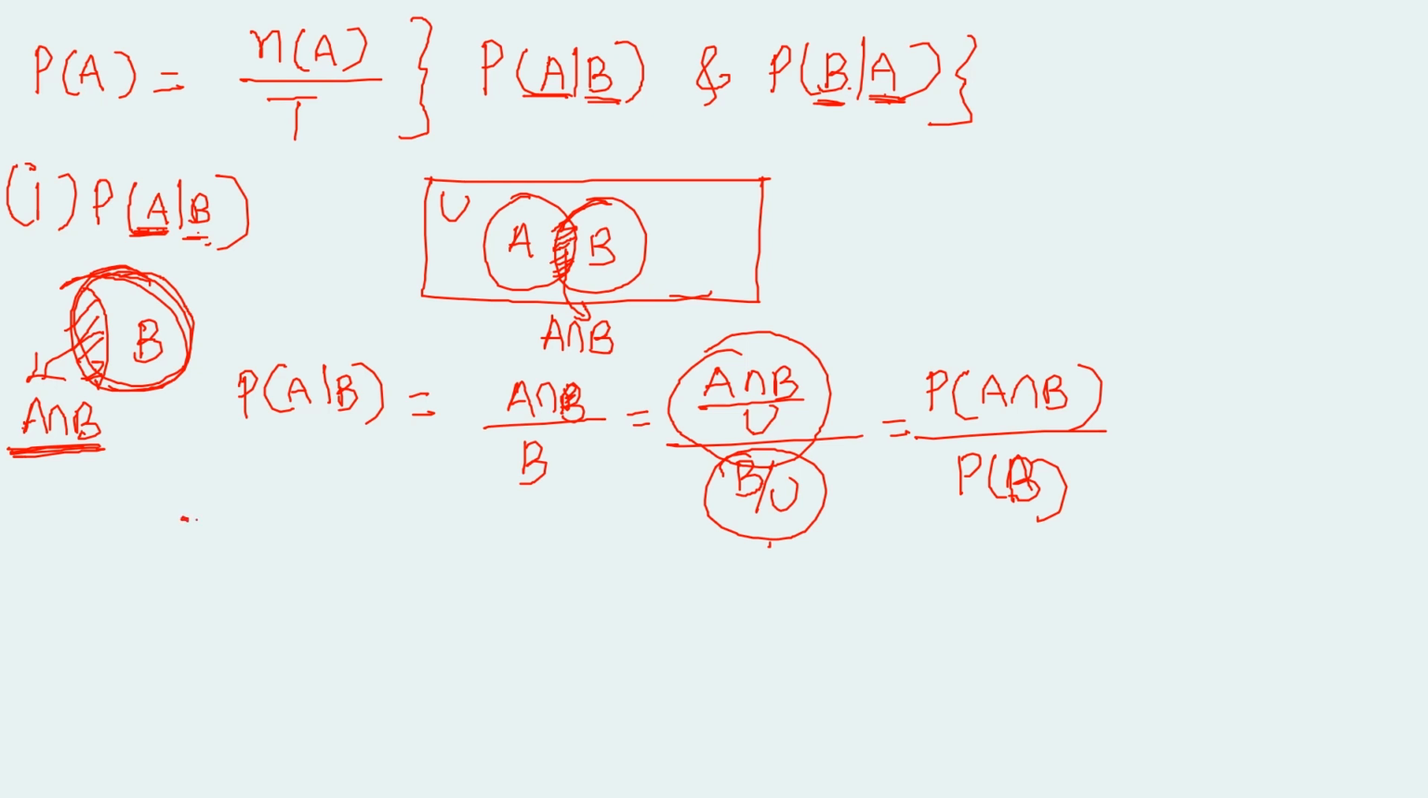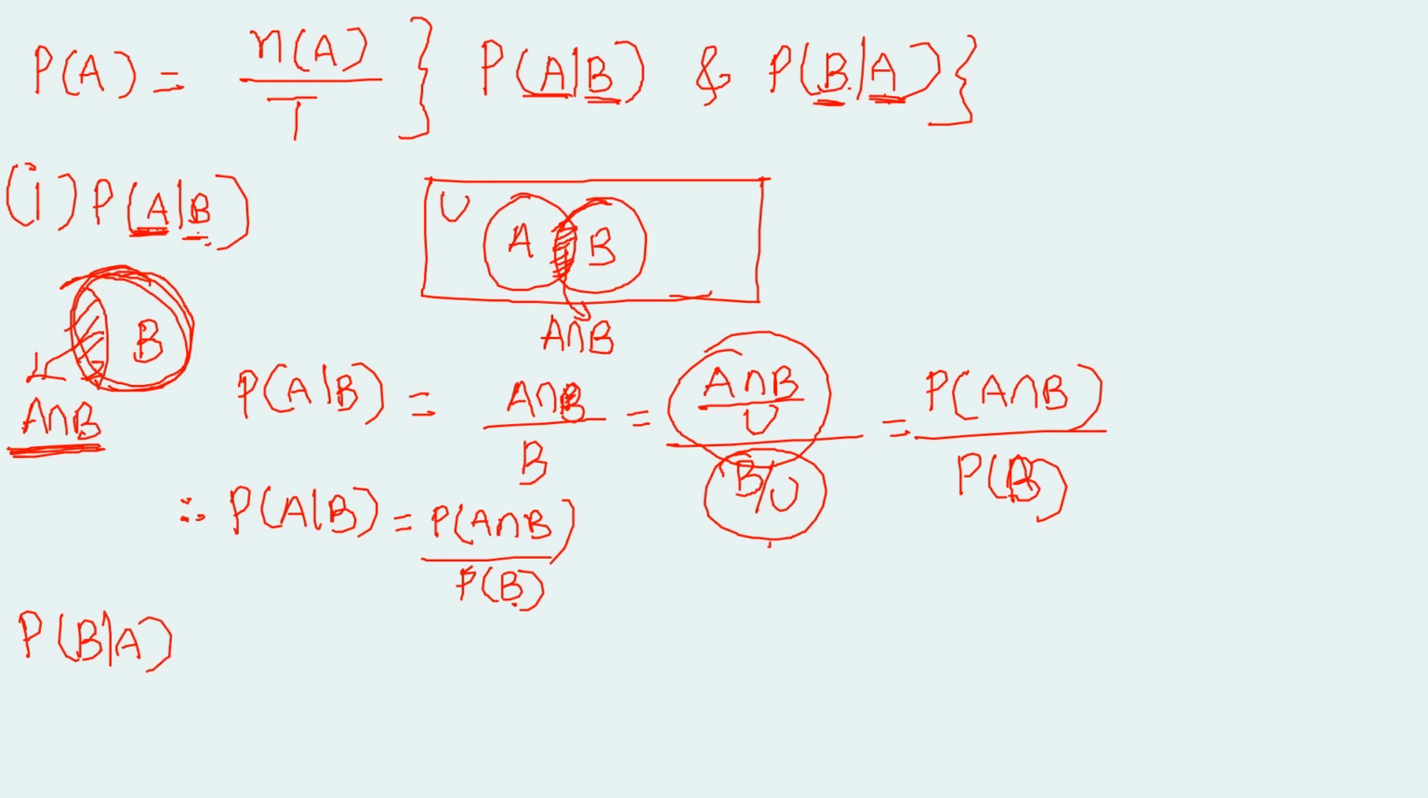Therefore, probability of A given B is equal to probability of A intersection B divided by probability of B. Now considering the other case, the second case, that is, what is the probability of B given A already occurred.